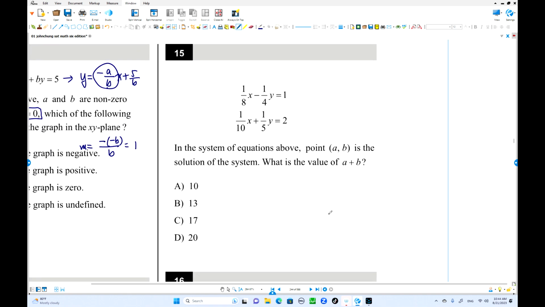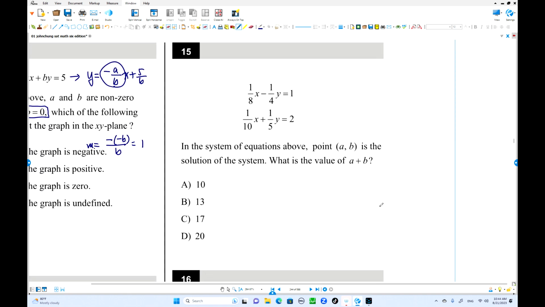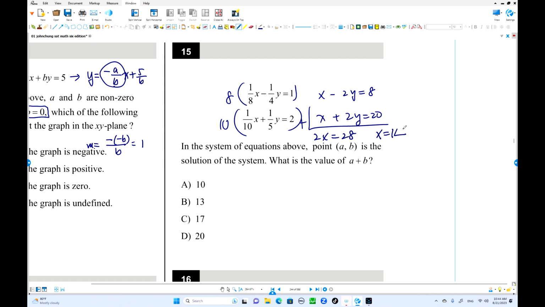Now number 15. These are fractional equations. Better to use integer equations, okay? Times 8 both sides. So we get x minus 2y equals 8. Second one is times 10, x plus 2y equals 20. When you use addition, 2x equals 28, x equals 14. If x equals 14, then 14 minus 2y equals 8. 2y is 6, right? 14 minus 6 is 8. So y is 3, isn't it? So 14 plus 3 is 17, that is the answer, okay?